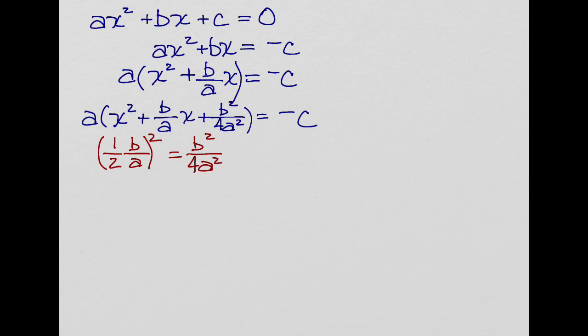I have to add the same thing on the right that I added on the left. On the right, well, let's see. I added b squared over 4a squared, but I added it inside parentheses that are being multiplied out here by a. So I didn't really add b squared over 4a squared. I really added b squared over 4a squared times a.